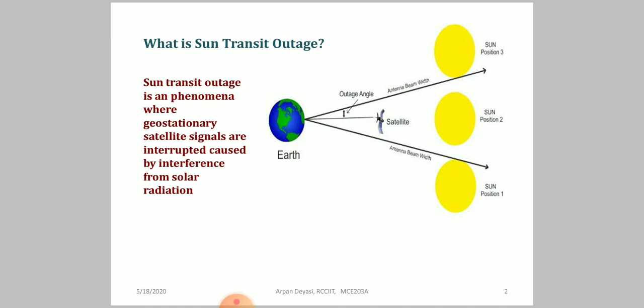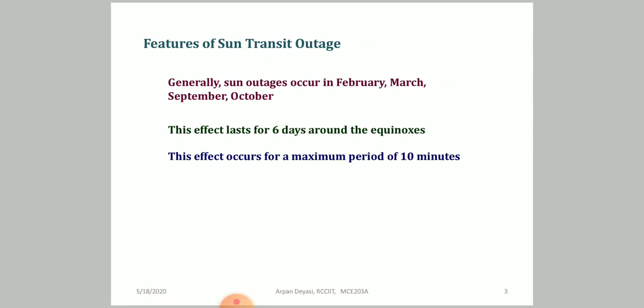I think the figure is very simple, so I can say that it is a phenomenon where the geostationary satellite signals are interrupted, and that is caused by the interference from the solar radiation, and that's shown in the figure as far as I am describing here. It's a very simple figure which basically explains the sun transit outage. And what are the features?